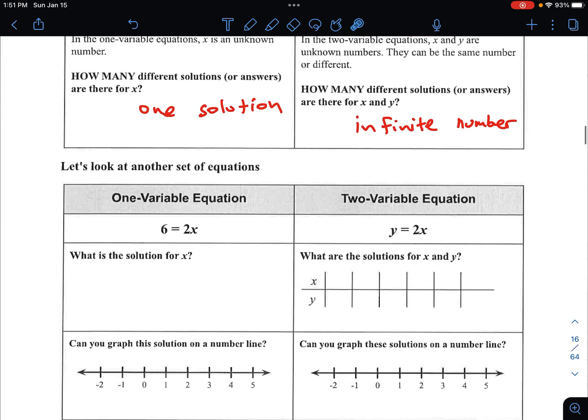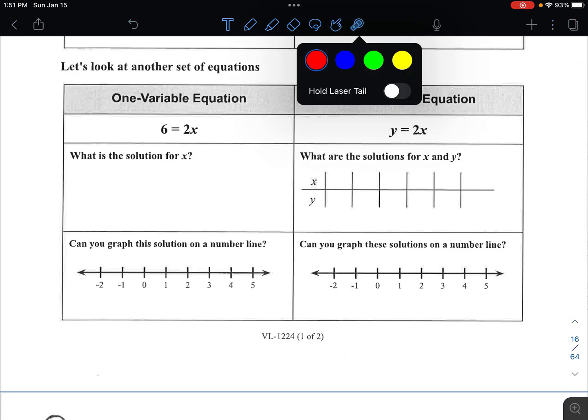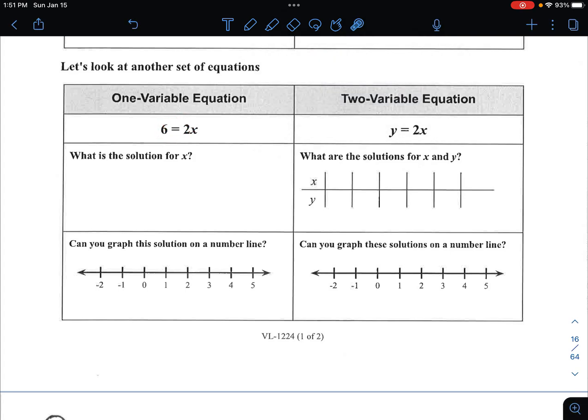So let's look at another set of equations. Let's focus on this one right here. 6 equals 2x. 2 times what equals 6? Well, I'm not going to do the solving. It's just kind of obvious. In this case, x is 3, right? Because 2 times 3 equals 6, right?